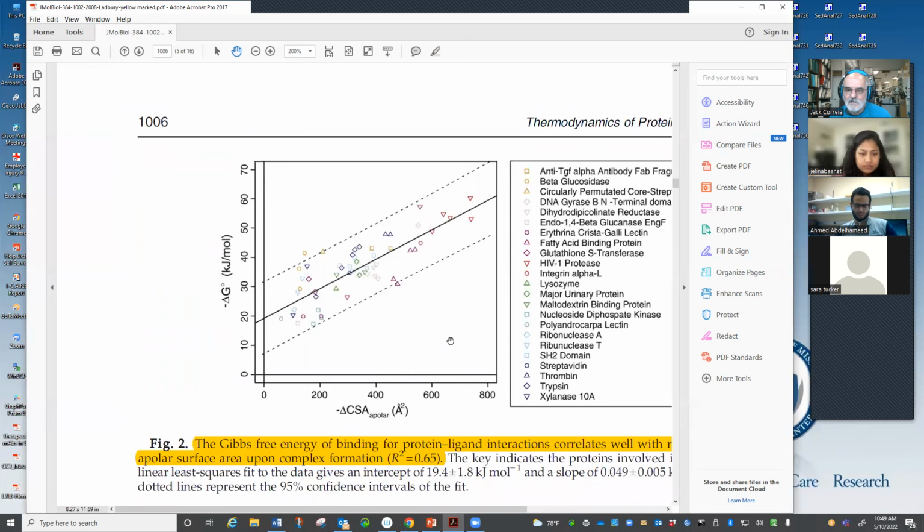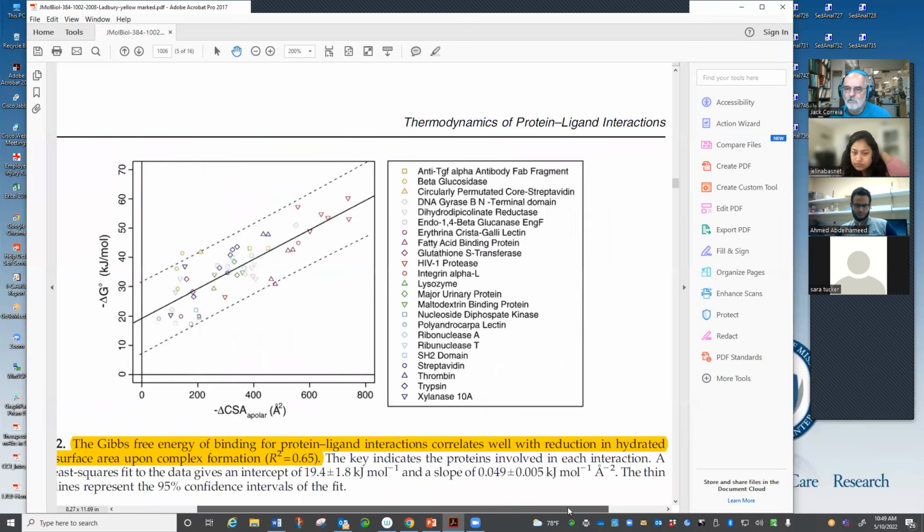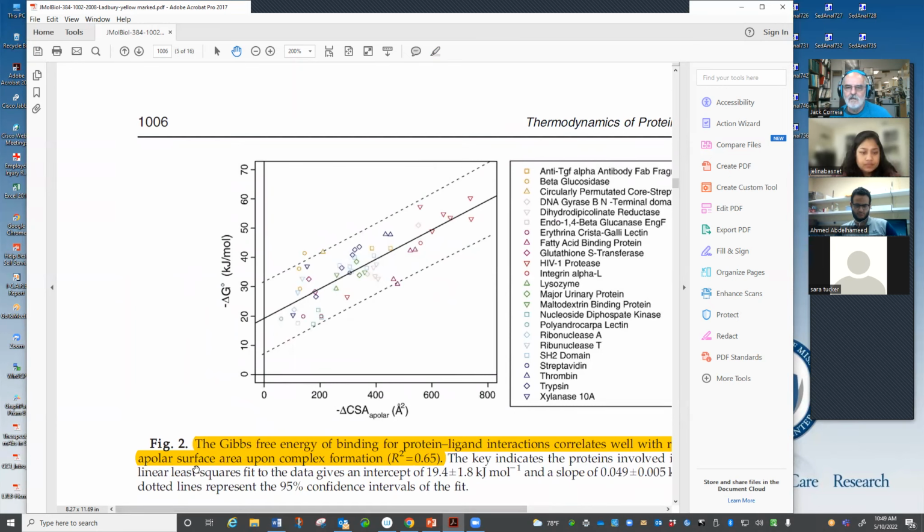They describe it down below as reduction in hydrated apolar surface. What they mean by reduction is buried. All right. So the more you buried, the higher the affinity. That's the answer right there. All right. You have to have a lot of interaction surface to have a higher affinity. And that surface has to be apolar. We can go home now.